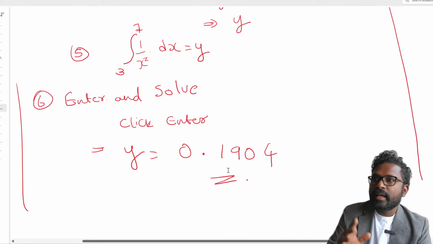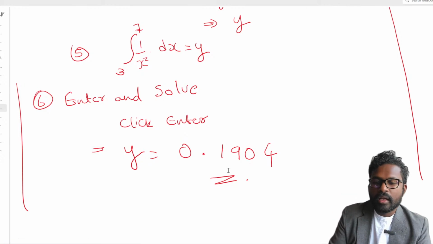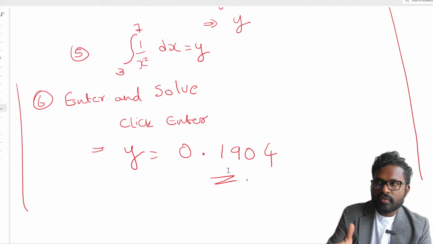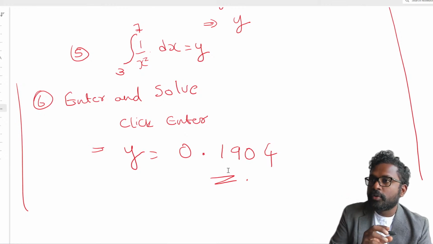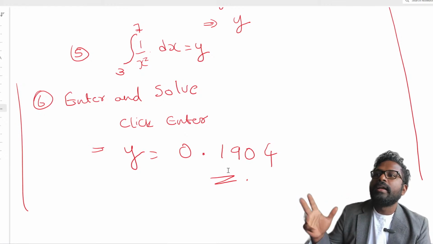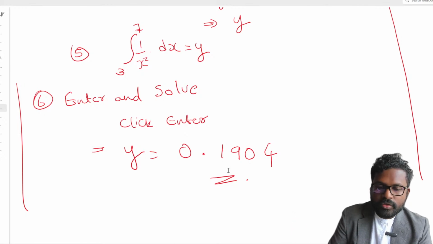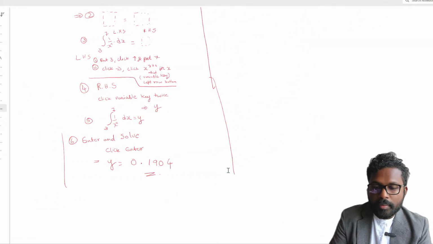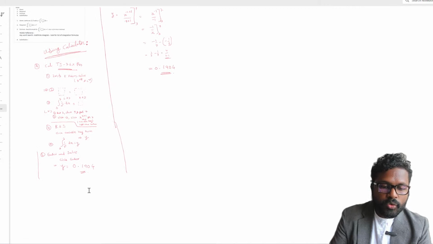Sometimes your calculator will take a second to process, so give it time. So check different calculators, see which calculator is able to solve these kind of equations better, and take that for your examination. So that is how you solve the same problem using the calculator method. But no matter which method you use, the answer is the same, 0.1904.